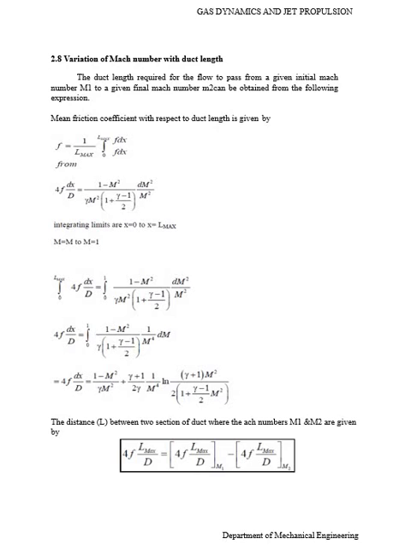Integrating, the limits are x equal to 0 to x equal to L max, then M equal to M1 to M equal to 1. So the final derivation is 4f L max divided by D equal to 4f L max divided by D for M1 minus 4f L max divided by D for M2.